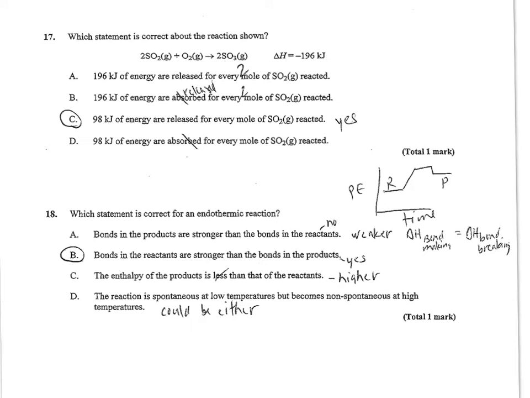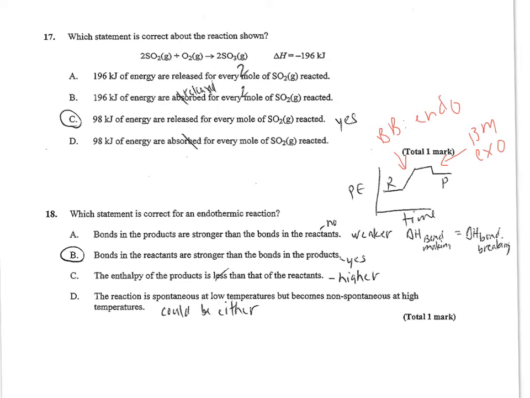Number 18, which statement is correct for an endothermic reaction? So again, I draw my little sketch here and remind myself that the bond breaking on this side is endothermic, and over here is the bond making, and it's exothermic. Bonds in the products are stronger than the bonds in the reactants.